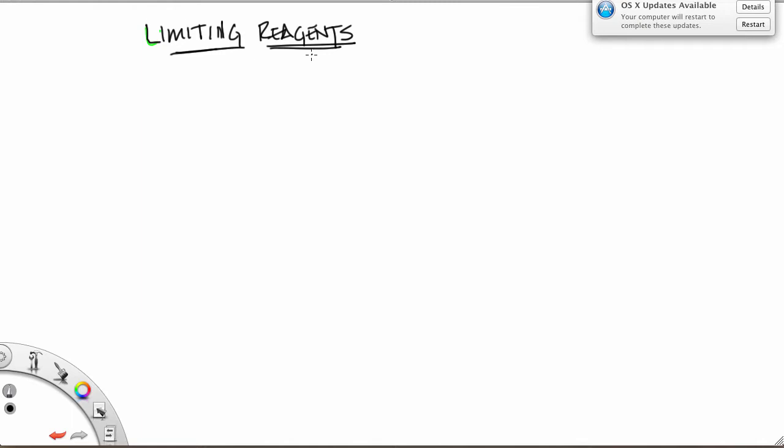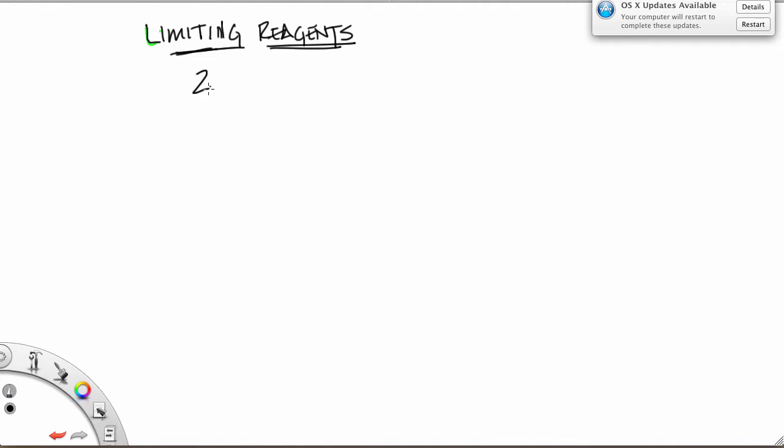Okay? It's an ingredient that we don't have enough of in order to make the amount of product that the recipe or that the chemical reaction is calling for. We have an insufficient quantity of that reactant. How can we find what the limiting reagent is? If we're given certain amounts of reactants, if we have the chemical reaction, the balanced equation, we can determine which reactant is the limiting reagent, which one is the one that we don't have enough of.